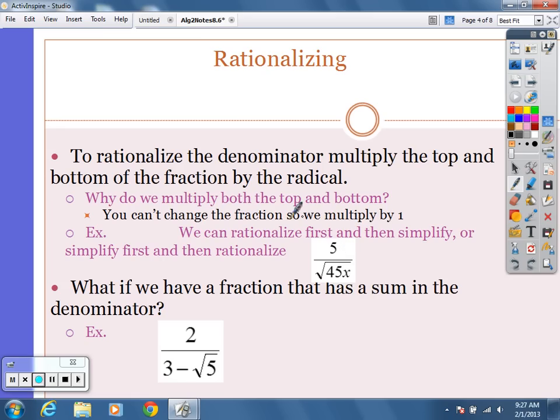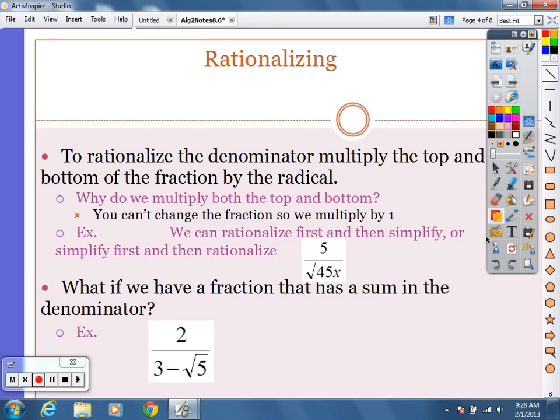Rationalizing. To rationalize the denominator, what we just finished doing was we multiply the top and bottom of the fraction by the radical. Why do we multiply both the top and bottom? We just said that because you can't change the fraction, so we're multiplying by 1. This is an example and was supposed to fit in there, but when I transferred it over to a flip chart, it didn't work out very nicely. This one is a little special because I have square root of 45, which can be broken down to something a little bit nicer. So you have options.